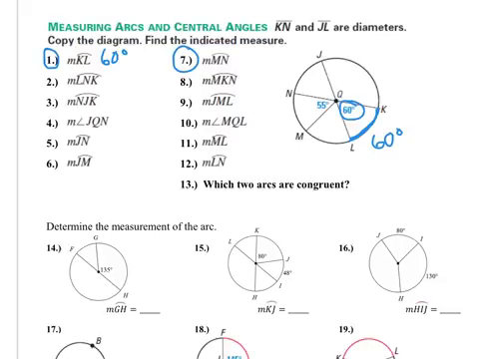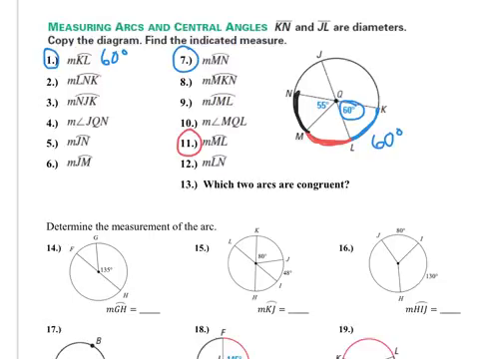But now let's take a look at problem number 11. This one wants us to find the measure of arc ML. And we don't know the central angle. And so since we don't know the central angle, we can't immediately know the arc measure. But we do know the measure of NM, which is 55. We know KL, which is 60.